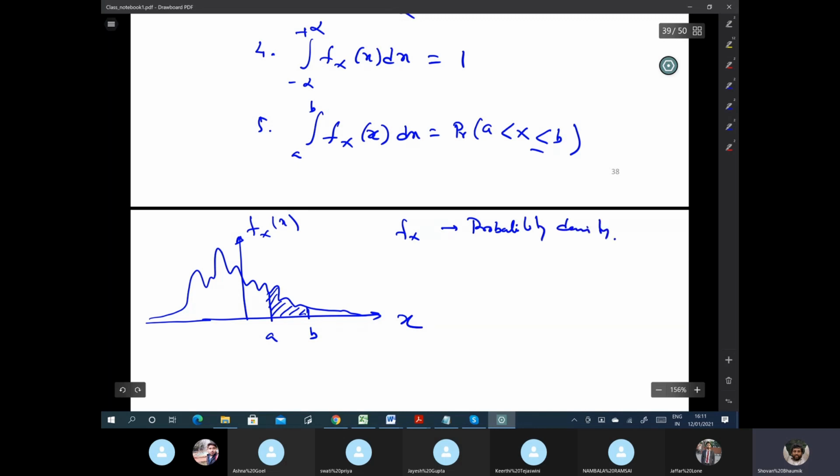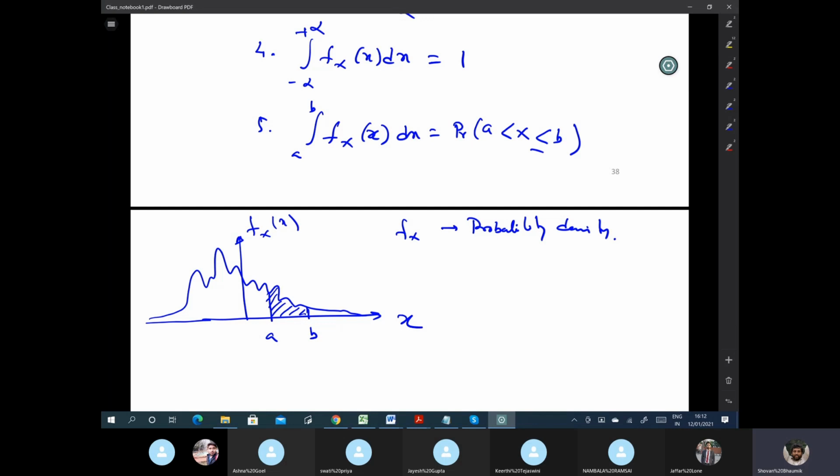So f_X is probability density, not the probability. In some questions, if I ask this, 95% of students say that f_X is the probability. This is wrong. f_X is not the probability, f_X is probability density. Why is it density? Because if you integrate f_X, you will get the probability. That is why it is called the probability density function. So you listen to it properly. I am emphasizing this because whenever I ask this, 95 to 98% of students say that f_X is probability.